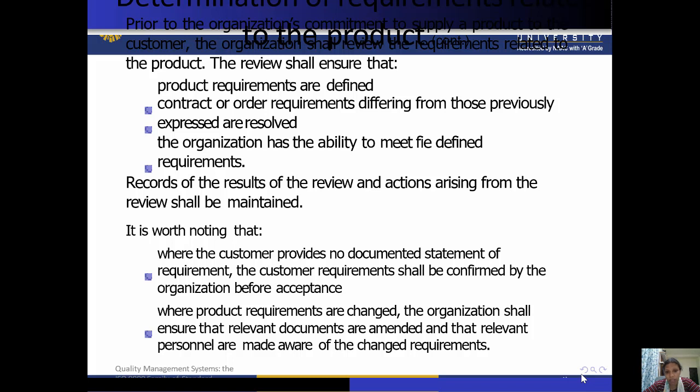Where product requirements are changed, the organization shall ensure that relevant documents are amended and that relevant personnel are made aware of the changed requirements. So these are some determinants which are required for the product. Basically we can say that the organization shall have the ability to meet the defined requirements. This is the main thing.